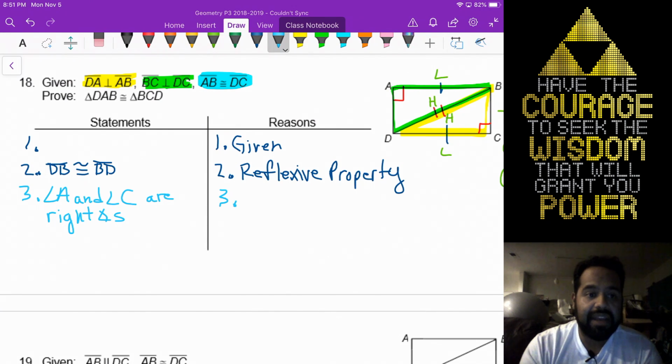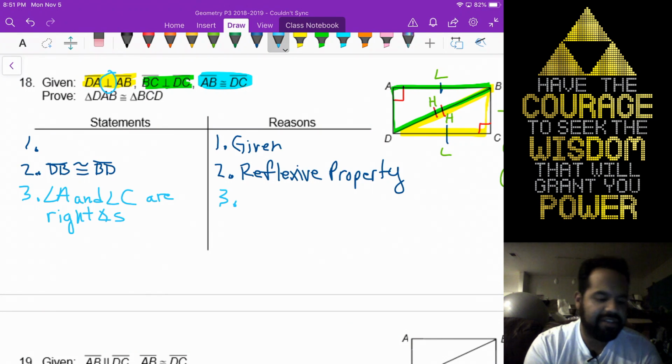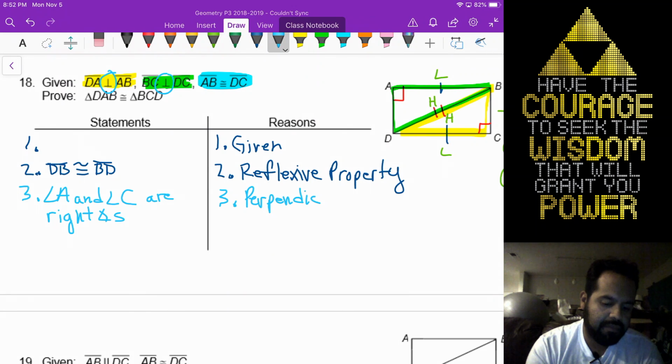Now the reason they're right angles, if we look back in our given, we weren't given any words, but these symbols stand for a word, right? They stand for perpendicular. I don't know why I started doing that, but we're going to write definition of perpendicular. And in this case, we're going to say definition of perpendicular lines.